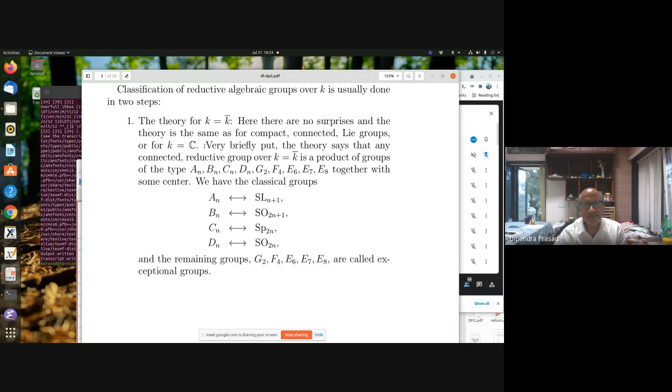Very briefly put, the theory says that any connected reductive algebraic group over K equals K bar is a product of groups of type A, B, C, D, G2, F4, E6, E7, E8, together with some issues on the center. And we have the classical groups: An corresponds to SL(n+1), Bn to SO(2n+1), Cn to Sp(2n), Dn to SO(2n). And the remaining groups are called exceptional groups, about which you know a lot.